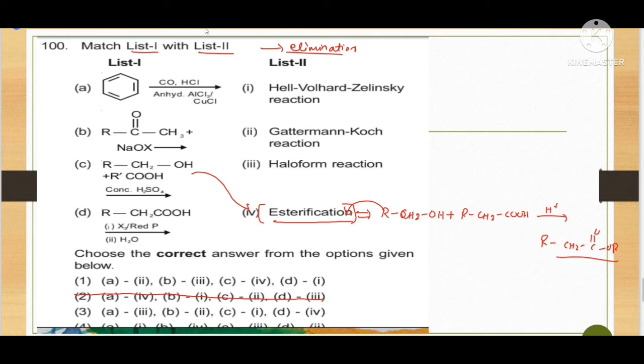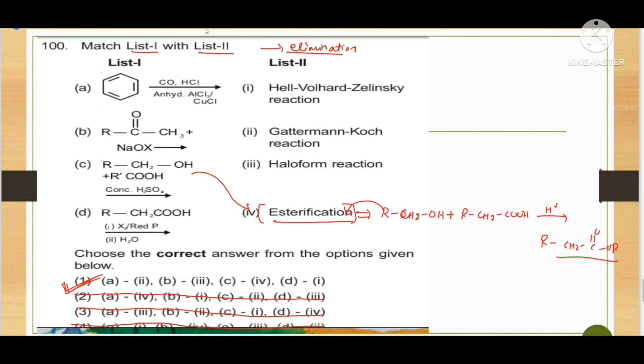Now let us see C equal to 1. You can eliminate this option also. And here C equal to 3. No, surely C equals 4, that is esterification. You can eliminate this option also. The only option left is option A, which is the correct answer. Now let us verify whether the remaining options match or not.